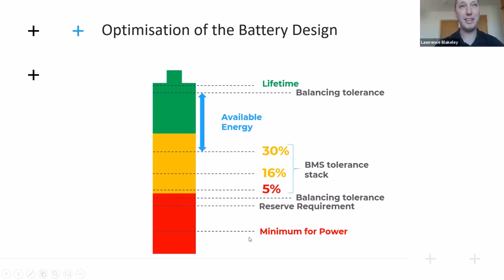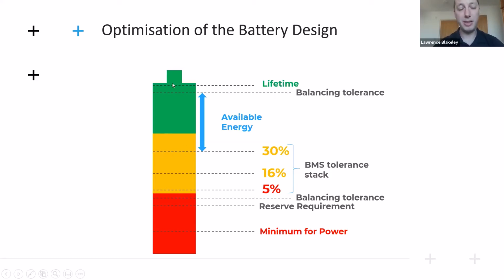And I'm probably going to be somewhere in there because wiring up 200 cells per pack is not so practical. Wiring only one cell up is also not practical. So we're going to be somewhere between this 5% and 30% of the BMS tolerance. So my minimum state of charge is now, in worst case, at that 30% line.